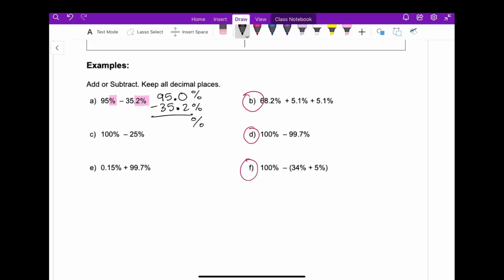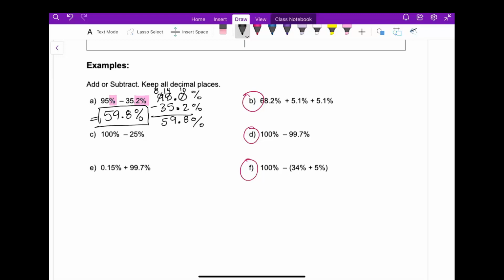So 0 minus 2, we need to borrow. 10 minus 2 is 8. 4 minus 5, we need to borrow. 14 minus 5 is 9. Bring down your decimal point. And 8 minus 3 is 5. Our answer here is 59.8%.